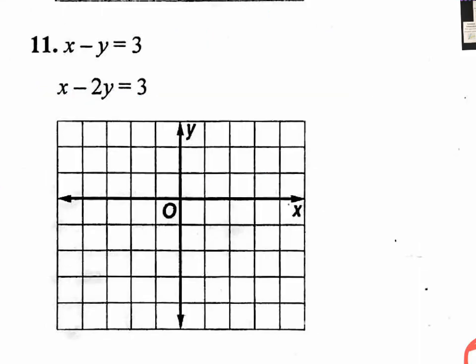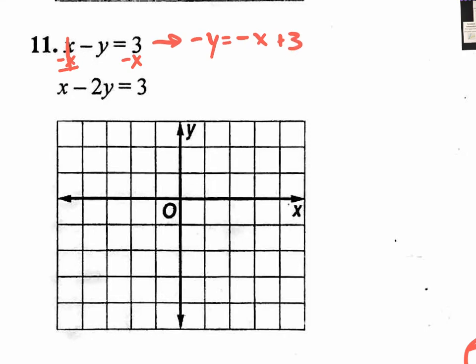Jumping to number 11, the final question to complete this entire homework assignment. Again, top equation, I'm going in red. I need to get y by itself, so I subtract x. Take away x is 0. Take away x over here. So let me rewrite it. It's going to be negative y equals negative x plus 3.